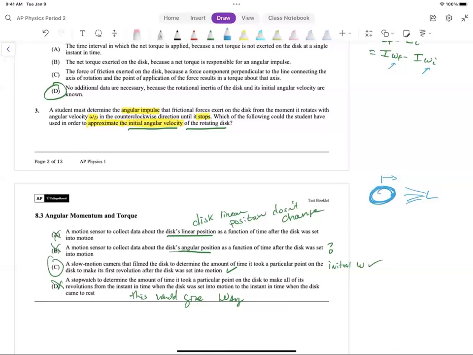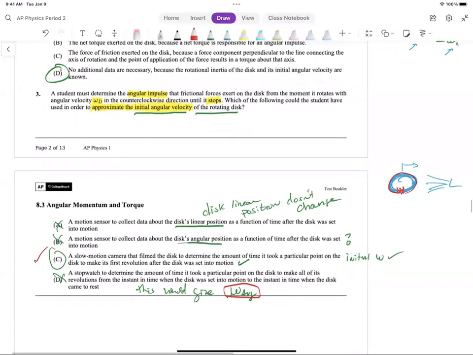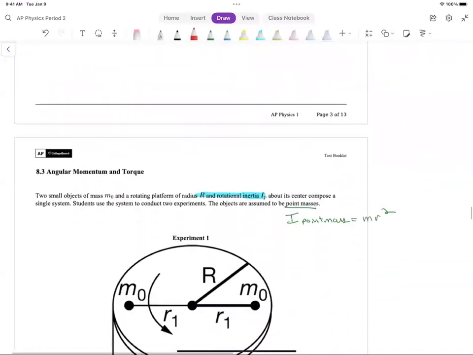C, a slow motion camera that's able to film the disk to determine how much time it took for one spot to go around one time at the very beginning that this disk was set into motion. So again, that's approximating the initial time it takes to make one revolution, and you can determine the angular velocity from that. So that's the answer. D, a stopwatch to determine the amount of time it took to go from the very beginning all the way to the very end. That would determine my average angular velocity. I would not know the initial.